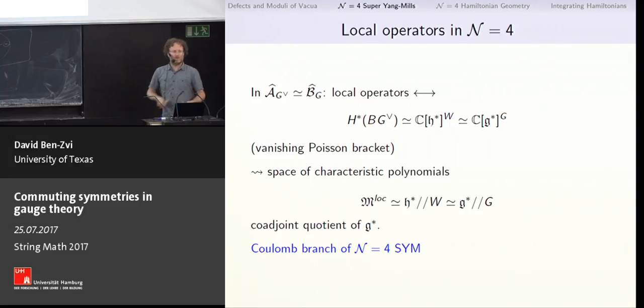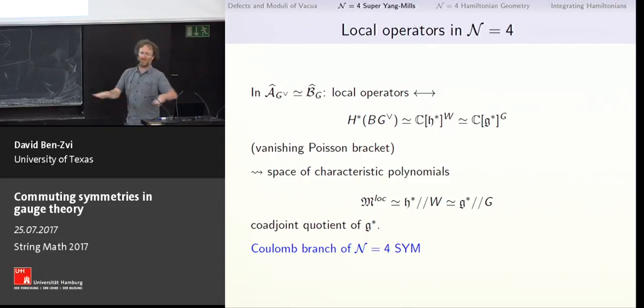Now, I promised you that local operators were supposed to be Poisson graded. So I'm in 4 dimensions. Local operators are supposed to be an odd Poisson algebra. It's very boring in this case. The odd Poisson bracket is 0. So we just have a commutative ring with 0 bracket.